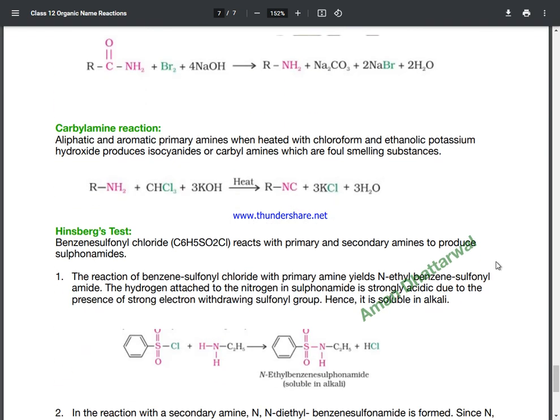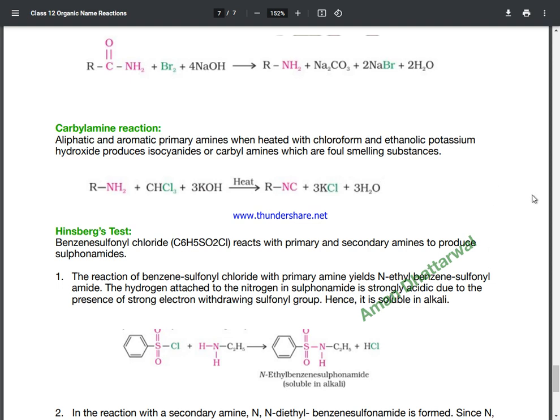Carbylamine reaction. Aliphatic and aromatic primary amines when heated with chloroform and ethanolic potassium hydroxide produce isocyanides or carbylamines, which are foul smelling substances.